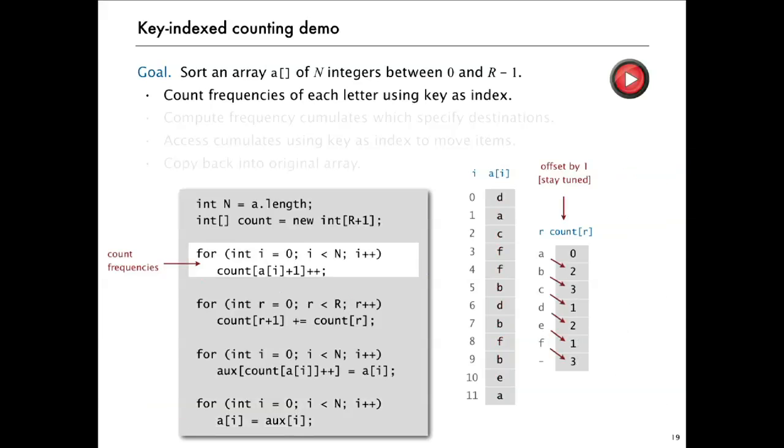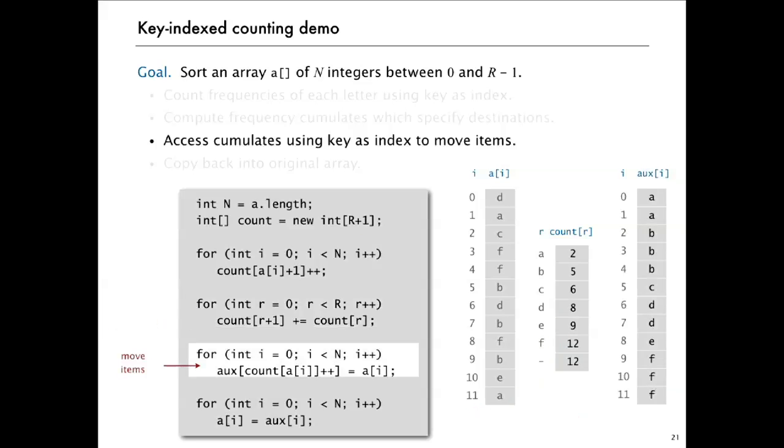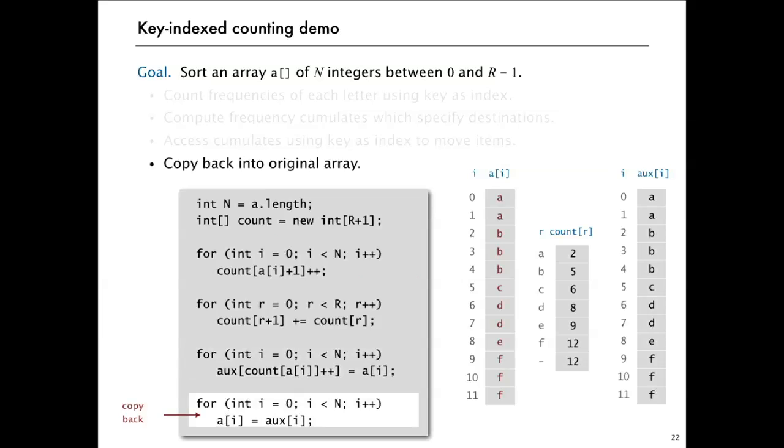Quick summary of key index counting. We make one pass through the array to count frequencies of each letter using the key as an index. Then we go through that count array to compute cumulates just by adding each new one into the running sum. Then we use those cumulates and access that using key as index to actually move items over and get them in sorted order, and then move back into the original array.